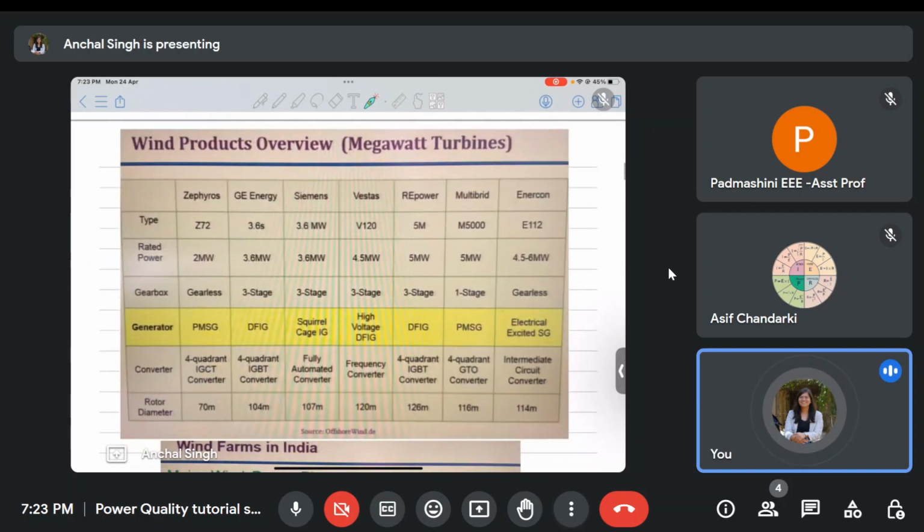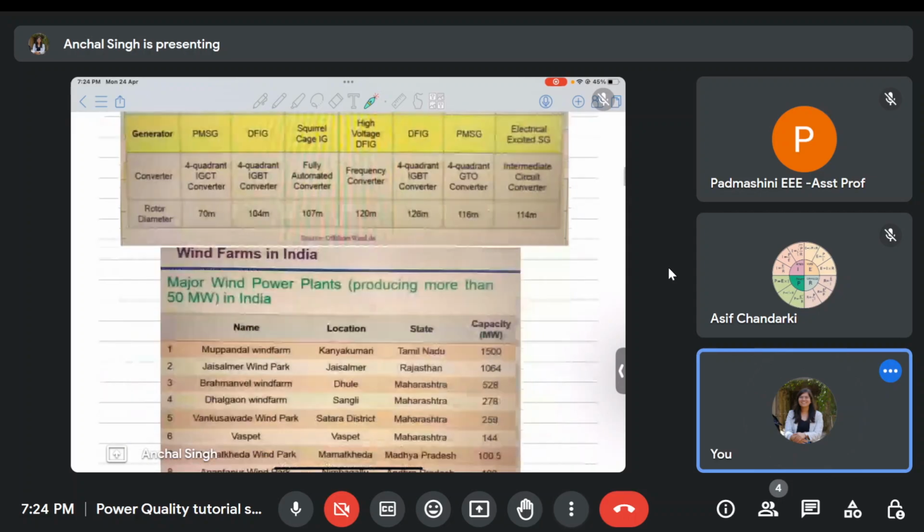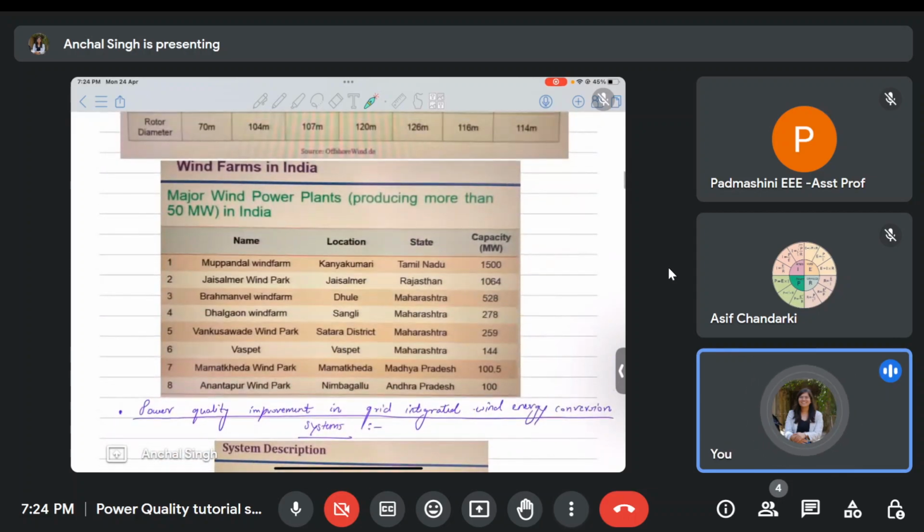Then there are a lot of companies who manufacture these overall systems and turbines for these wind power generation systems: Zephyros, GE, Siemens, Vestas, Renewable Power Energy, Multibrid, Enercon. And these are a few examples of the wind power plants which are already present in India. The biggest one in India is in Tamil Nadu, which has a capacity of 1500 megawatt. The second largest is in Rajasthan, Jaisalmer, which is 1000 megawatt. And the third biggest is in Maharashtra, Dhule, which is 528 megawatts.